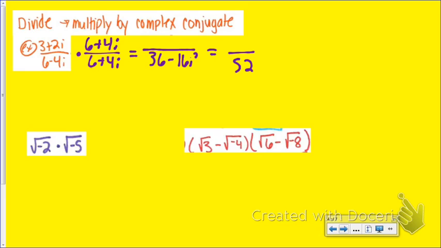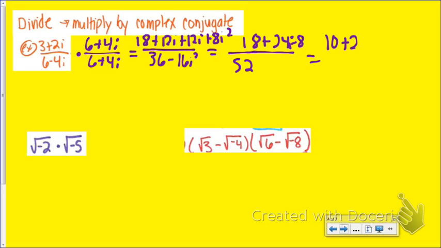Then to do the top again, I'm just going to FOIL that out, multiply everything times everything. So 3 times 6 would be 18. 3 times 4i would be 12i. 2i times 6 would be another 12i, and then I would have plus 8i squared. So I would get 18 plus 24i minus 8, which would give me, I left off an i, I'm sorry, which would give me 10 plus 24i over 52.